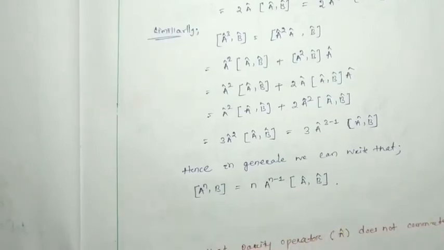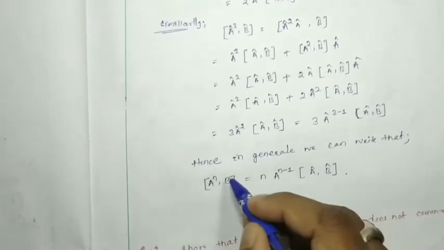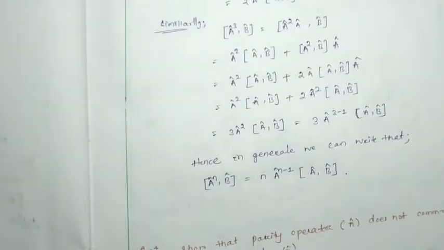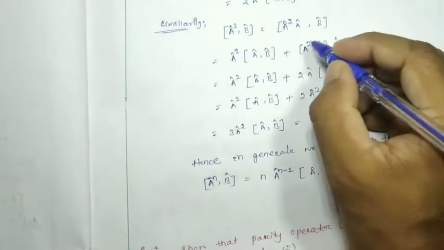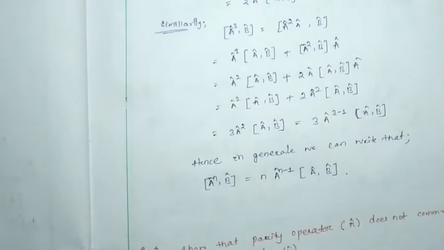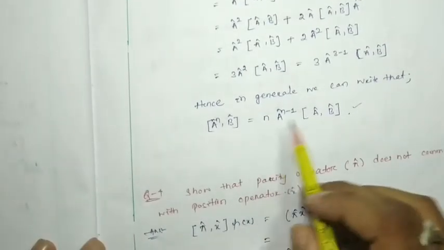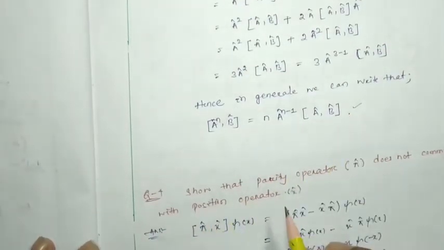Here also I forgot one thing, that cap should be there. Cap should not be missed because these are operators. Here I missed it. Okay, cap should be there. So it will be n A cap to the power n minus 1 [A cap, B cap] commutation.